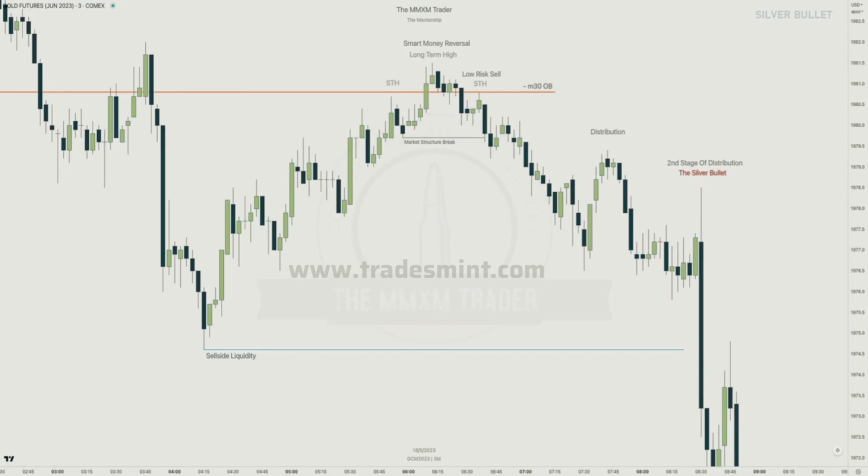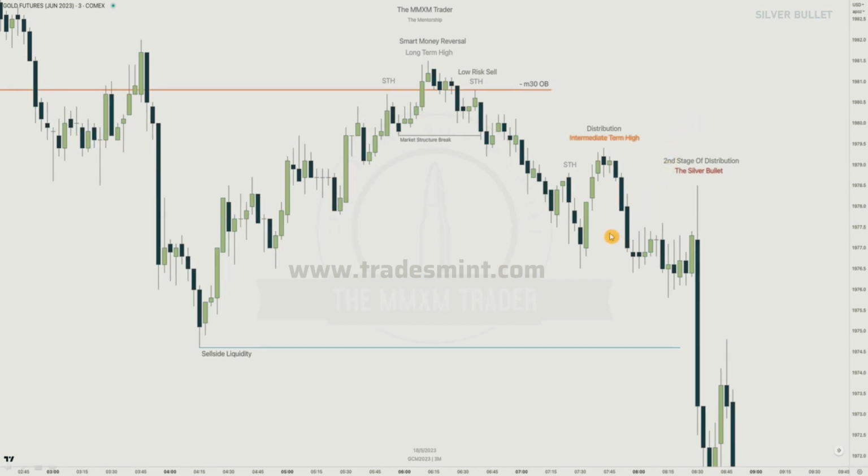Annotating market structure, short-term high to the left of it, and in that smart money reversal we got that long-term high, right? So short-term high to the left and a short-term high to the left of it. Then we have that long-term high and then a short-term high to the right of it, which is in this occasion the low risk sell. Now we're breaking down structure, confirming sell side of the curve, right? Then forming distribution phases over here.